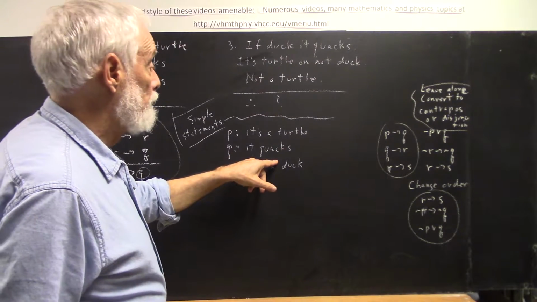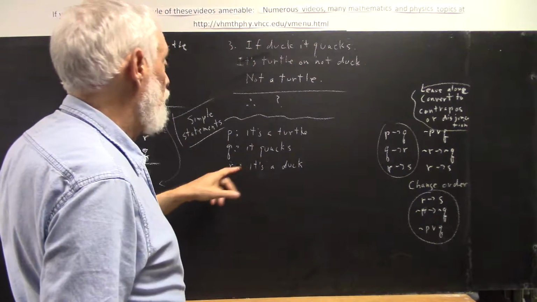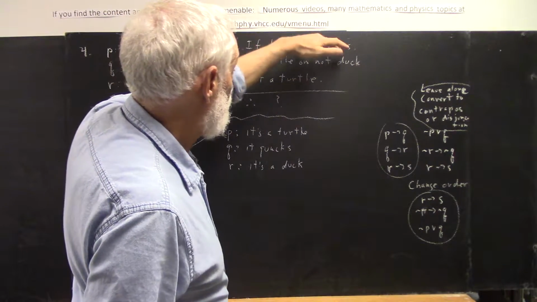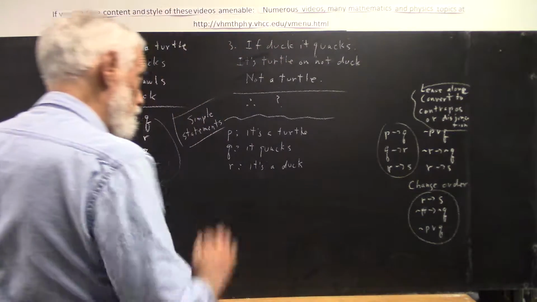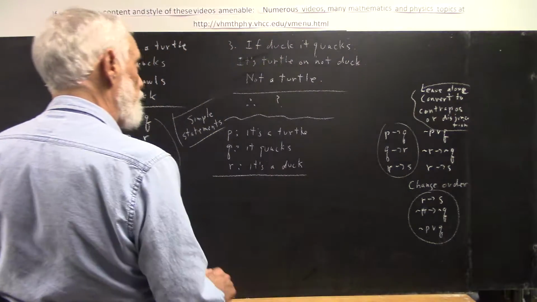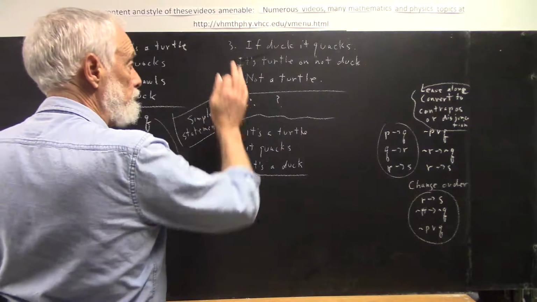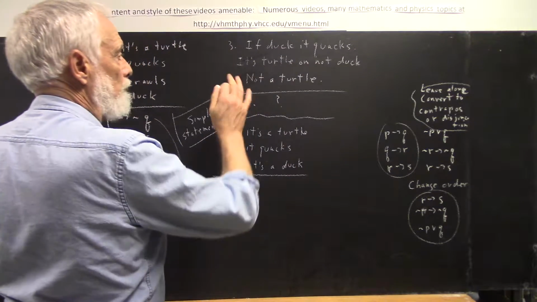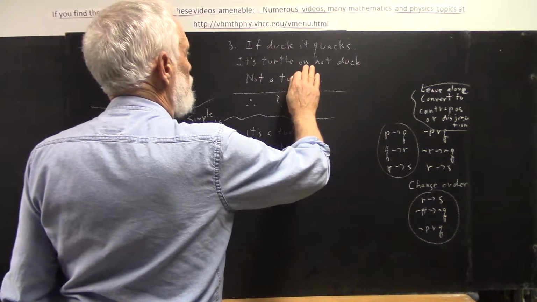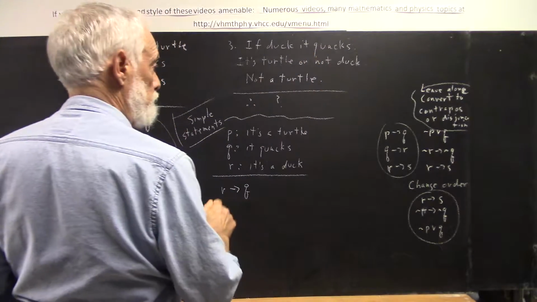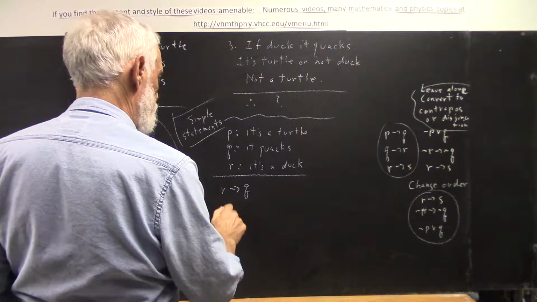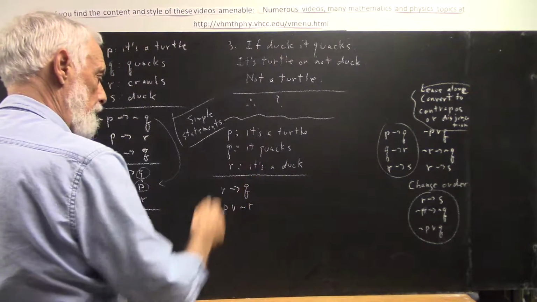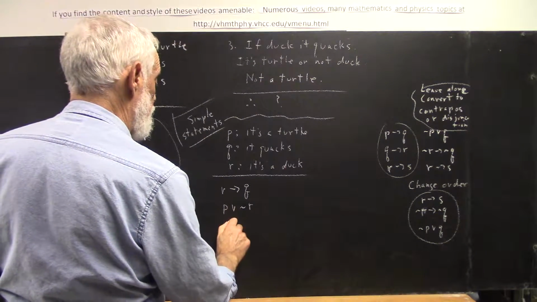Q, it quacks. And R, it's a duck. So now we have duck, quacks, turtle, duck, turtle. Not a turtle, but still involves the statement it's a turtle. So our statements become: if it's a duck, it quacks, that means if R, then Q. It's a turtle or not a duck, that means it's a turtle or it's not a duck, P or not R. And then we have the statement that it's not a turtle, not P.